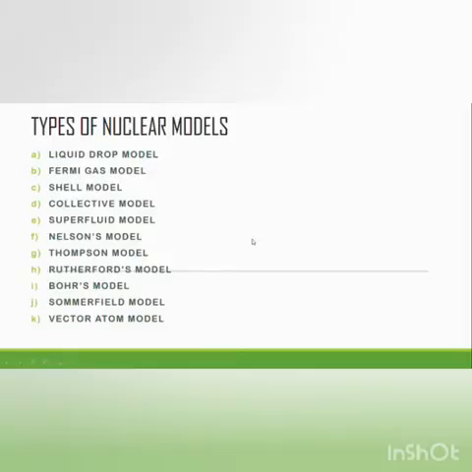So here are the different types of nuclear models. At first, we have the liquid drop model, which we will study later in detail in the next slide. Second, we have the Fermi gas model, followed by the shell model, and then the collective model, superfluid model, Nelson's model, Thomson model, Rutherford's model, Bohr's model, Sommerfeld model, vector atom model. These are the different types of nuclear models, but we only need the liquid drop model. So in the next slide, we will talk about that.